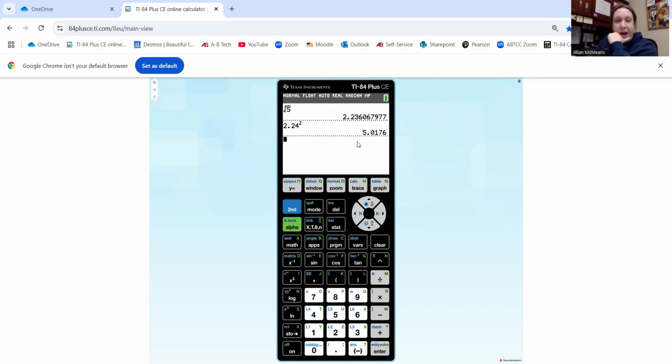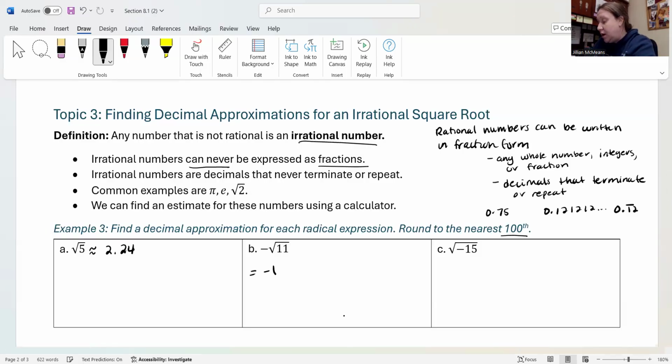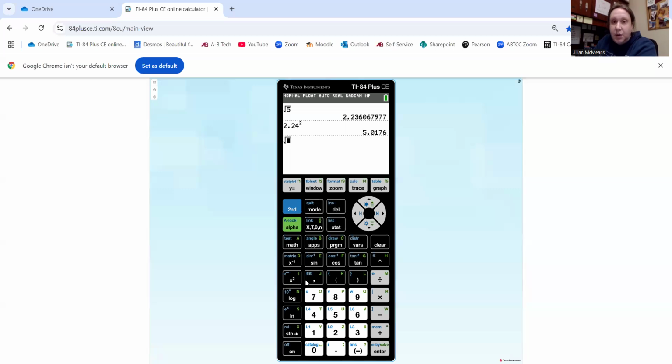Next up, we have the negative square root of 11. Now remember, if you have a negative out front, that's really saying we have -1 times the square root of 11. So let's go to the calculator and see what the square root of 11 is. We're going to go second x squared. That pulls up the radical. We want to type in 11.